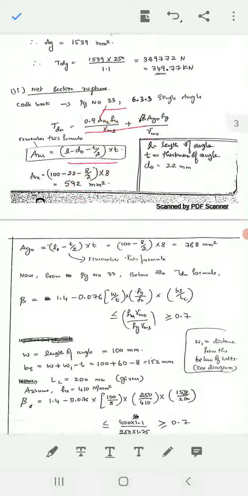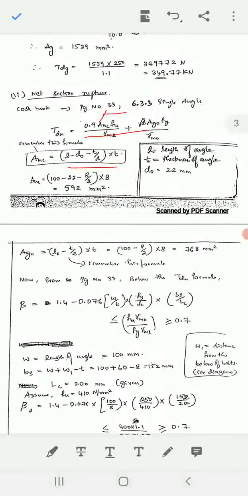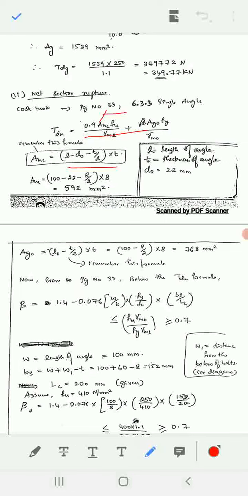So here 100 minus d naught, which is given in the question: diameter is 20 mm, d naught is 22 as we did in the initial stages, and then minus t by 2, that is 8 by 2, into 8, t value. So you'll get the Anc value, then you have to find out the Ago value here. But the Ago value is similar, you have to take L1 minus t by 2 into t. So whatever the angle is given, that is 100 into 100 into 8, L1 is nothing but the second leg.